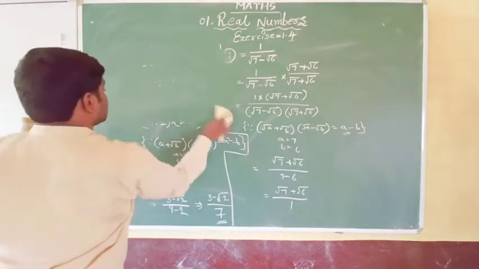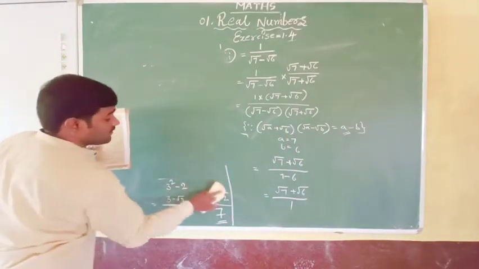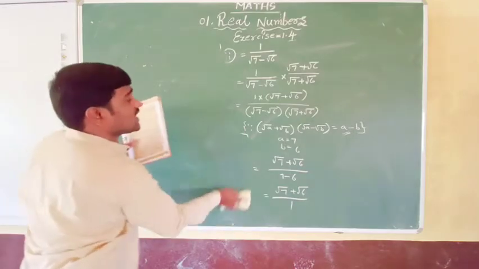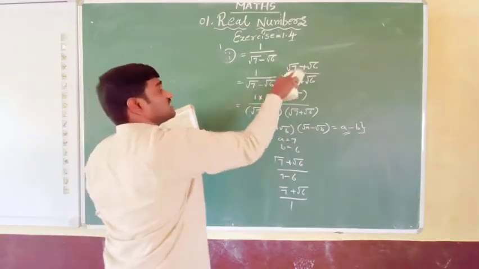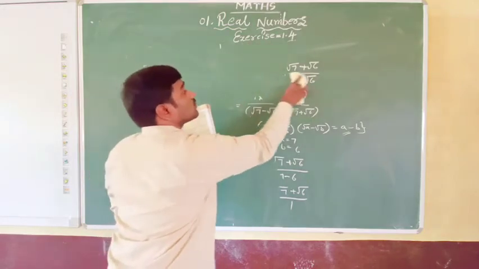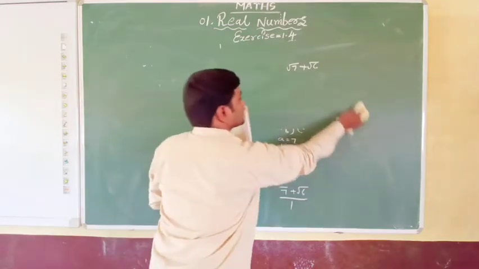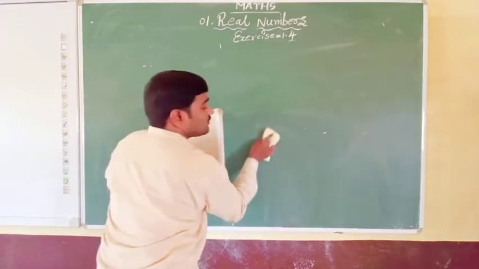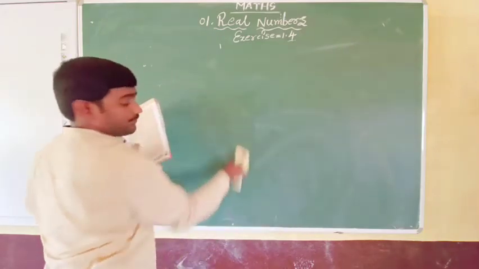Let me solve those also. The only thing is, you must know the meaning of rationalizing factor. Here these are the rationalizing factors. Root 7 minus root 6. The rationalizing factor is what? Root 7 plus root 6. So you just need to change the sign.